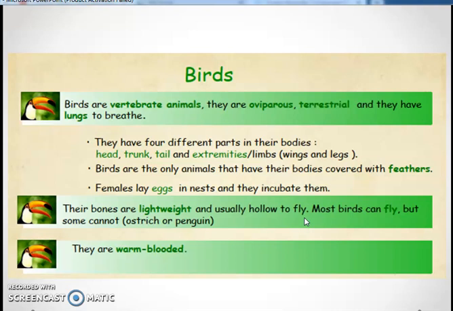Also, birds are warm-blooded. Warm-blooded means they also have a fixed body temperature. They are unable to change the body temperature, so that's why they are also warm-blooded.